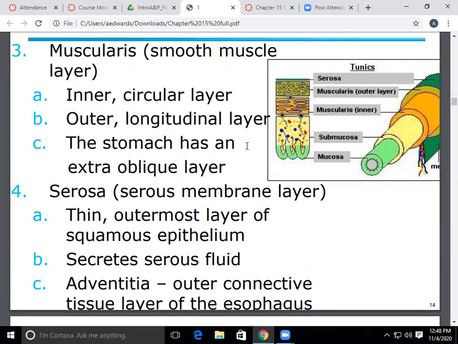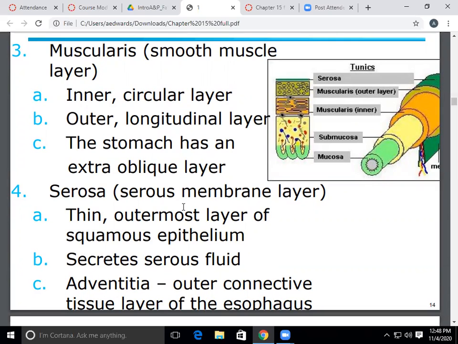Okay. Stomach will have an extra oblique layer of smooth muscle. Remember, oblique means at an angle. So we'll have a third layer of smooth muscle. And that should make sense because your stomach is having to do a lot of squeezing to mix your food, right? With the acid in your stomach.